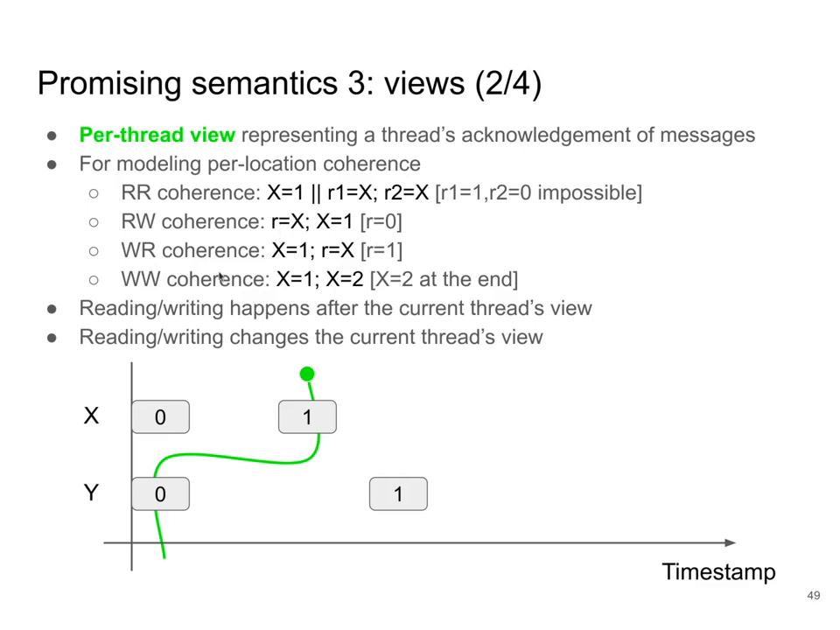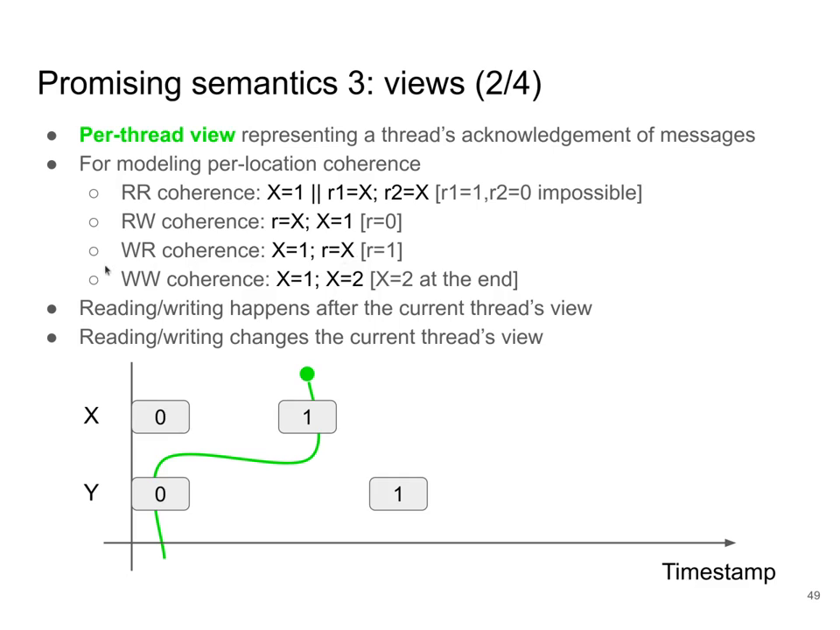Similarly, or dually, there is a write-read coherence or WR coherence, which means that if there's a write and then a read, it should not be reading an old value that is overwritten by this. The same thing. By writing 1 to X, the per thread view is at this point, for example, and as a result, we cannot read from an earlier message. 0 is already overwritten by this message, so as a result, this should be reading 1 instead of 0.